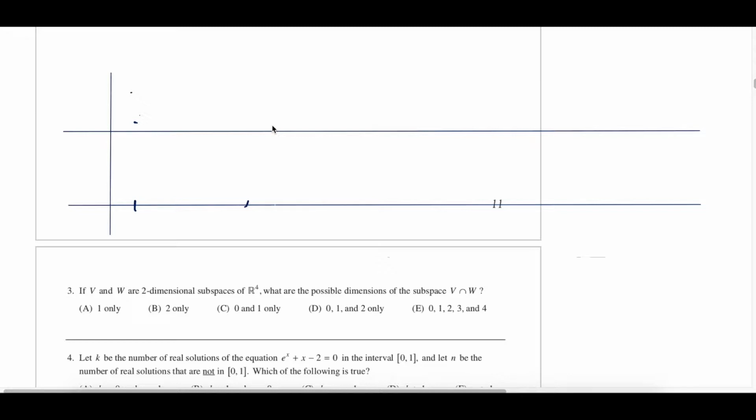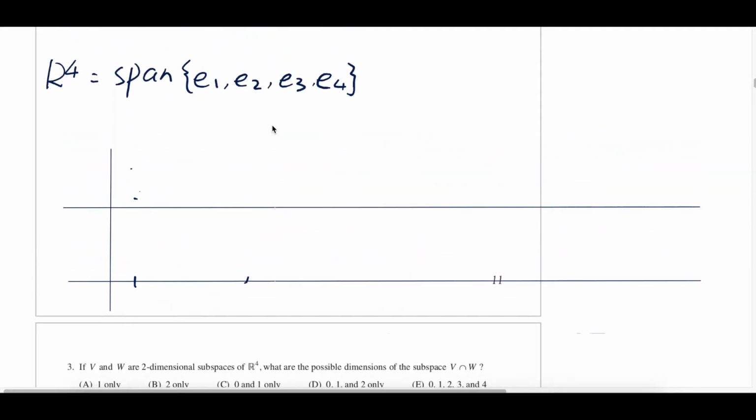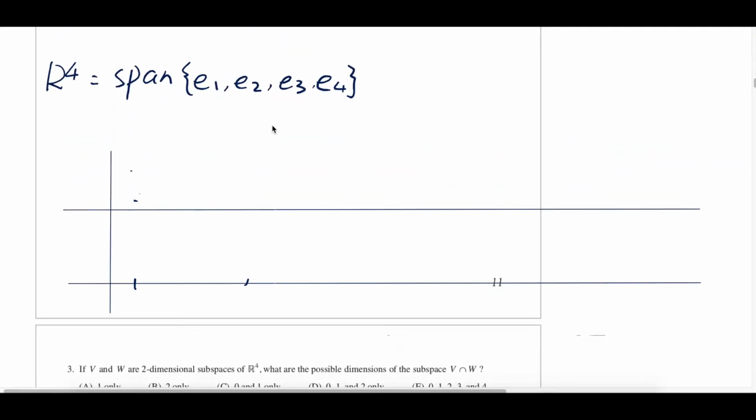To do number 3, the first thing we need to know is the standard basis for R4, which I have already listed there. And then since we know V and W are two-dimensional subspaces of R4, we can list some possible combinations of V and W.